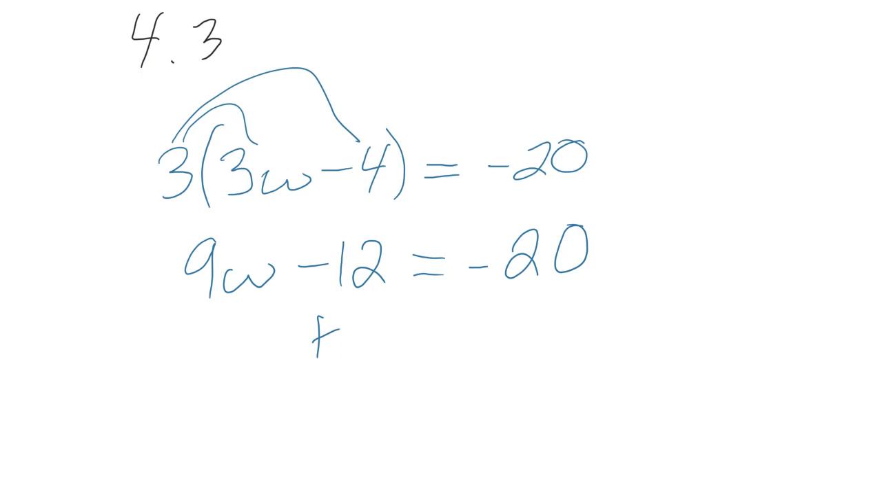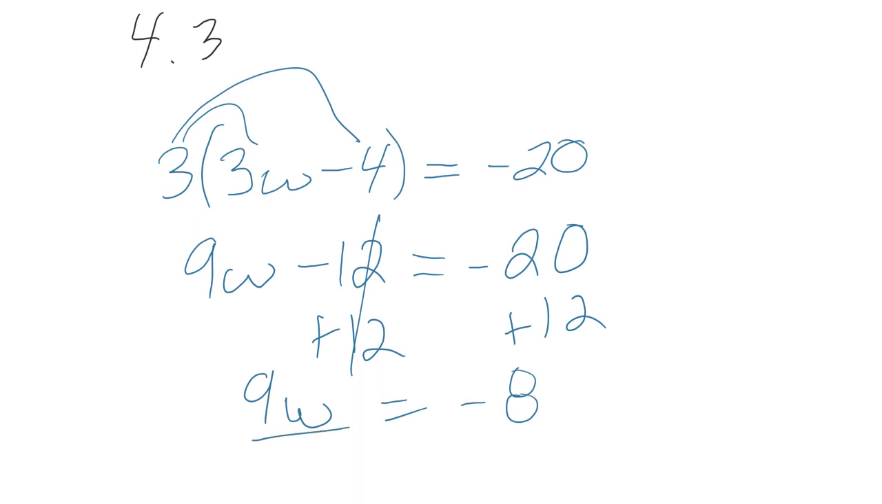Now I can start solving things. Get rid of that 12, left with 9w equals negative 8. Then I'm going to divide both sides by 9. You can leave your answer as negative 8/9.